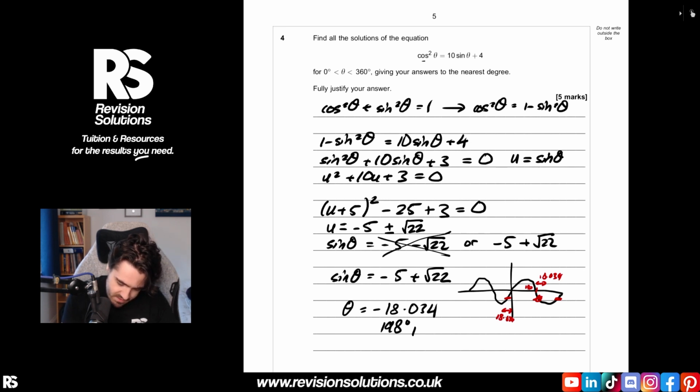And then this solution over here, we could actually get there by just adding 360, because it's the same point in the next repetition of the sine graph. So if we do that, we'd get 341.96 degrees, or to the nearest degree, 342 degrees. And I'll just make sure I cross out this solution, as it's not in the range they asked for. And our two solutions would just be the 198 and the 342 degrees.